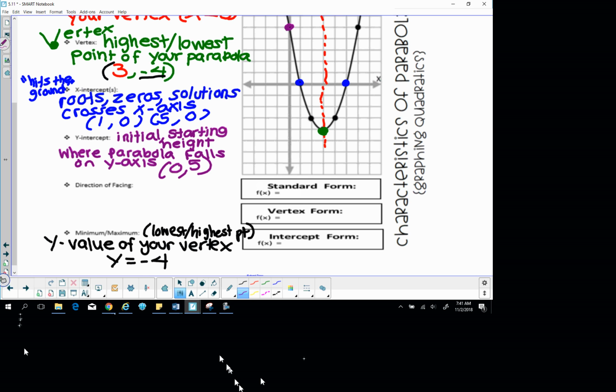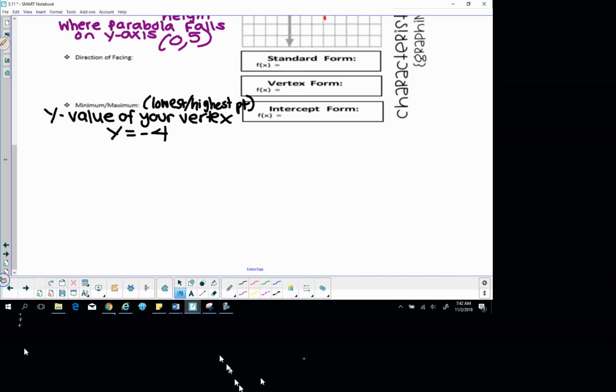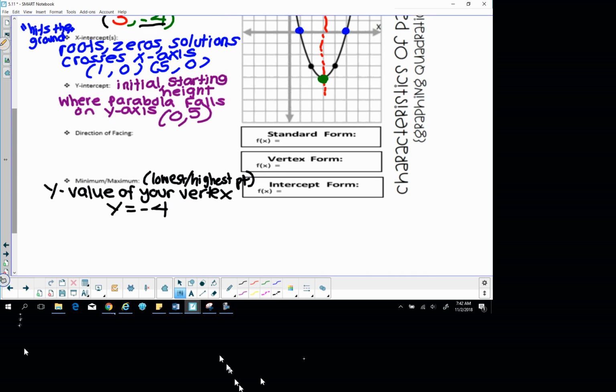Last one is direction of facing, and I changed it on your notes. I don't like it. Direction of facing means your leading coefficient. And so remember when we had leading coefficient back in our unit 1, it's whatever number was in the front. This one is depending on our A.